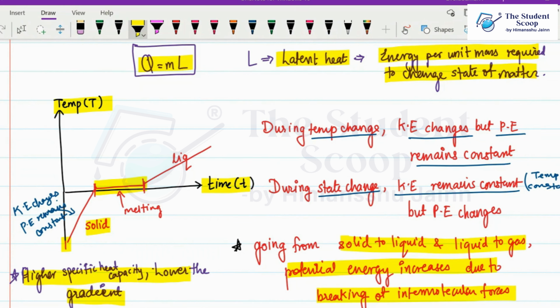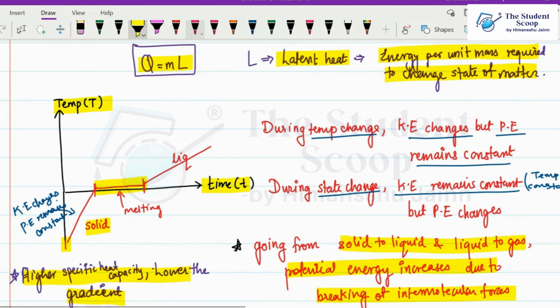Because higher specific heat capacity means higher energy is required to change the temperature by 1 degree. It means more time it will take for the object to change the temperature. If you have lower specific heat capacity, it means it requires less energy to change the temperature by 1 degree. It means it will require less time.